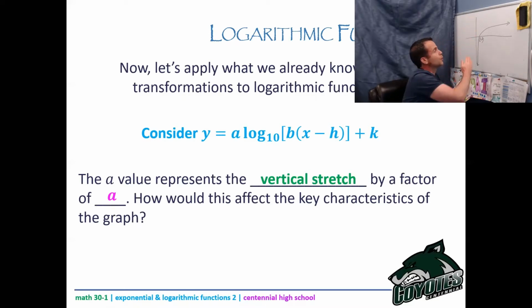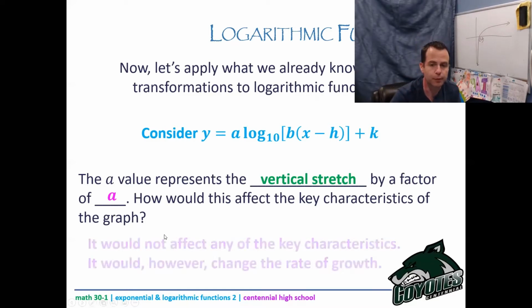What will happen though is it'll just look like it's going to grow quicker, because if the a value is greater than 1, I should say, but if I go like that, it's going to look like it's going to grow quicker. Okay. If the a value is a fraction, it would look like it was going to grow slower. But either way, it's affecting that rate of growth that we see. Okay, so it would not affect any of the key characteristics. It would, however, change the rate of growth.